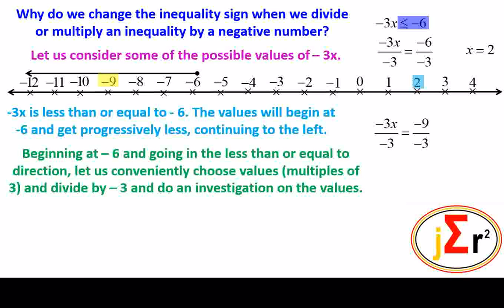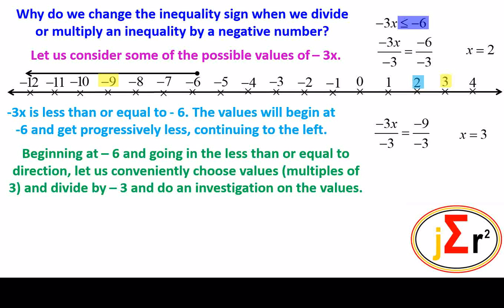Negative 3x is equal to negative 9. That will be a possible value. When we divide by negative 3, we will get x is equal to negative 9 divided by negative 3, which will give us a positive 3.